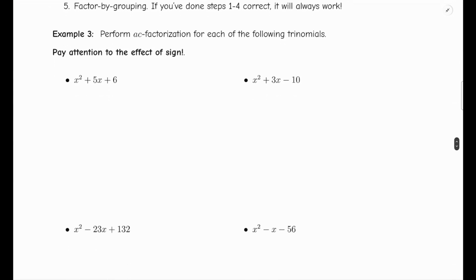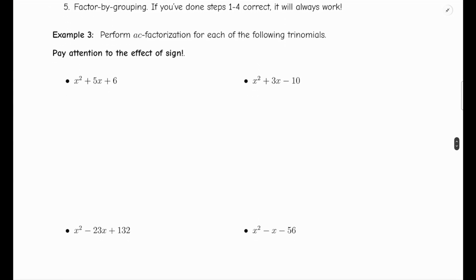Example 3. Perform AC factorization for each of the following trinomials. Pay attention to the effect of the sign. For these first four, I'm actually not going to use AC factorization. I'm just going to use what's called guess and check. Now, I recommend only using guess and check when the leading coefficient is a 1.